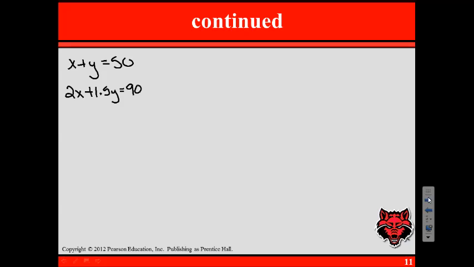Now, since we've used the substitution method for one problem and the addition method for one problem, hopefully you're comfortable using either one. Here we might decide to use the addition method. So I'm going to multiply the top equation by -2, and we'll do that so that our x's will become opposite. So we have -2x minus 2y equals -100. The second equation won't change at all.